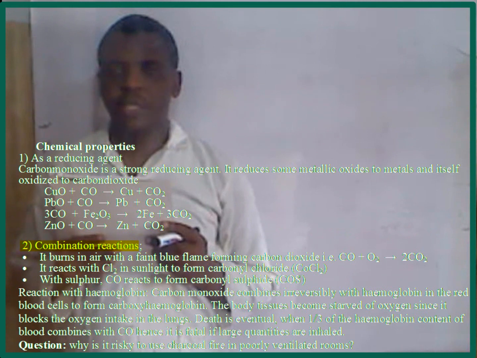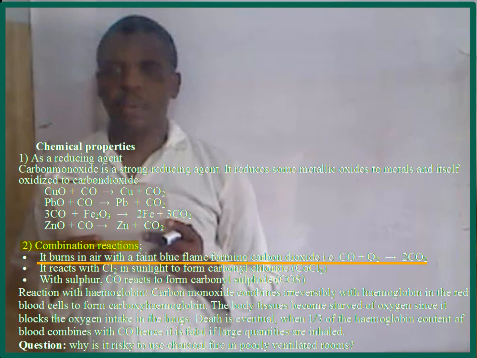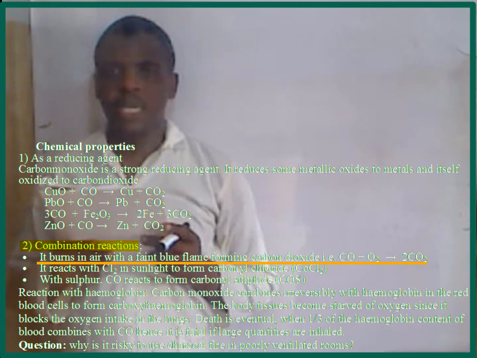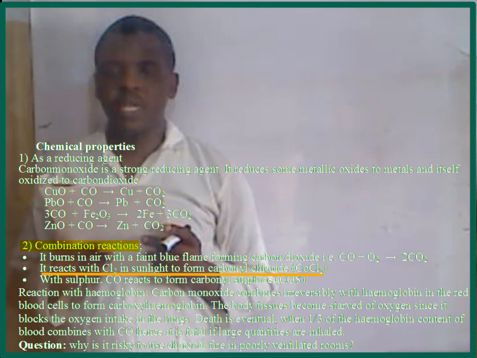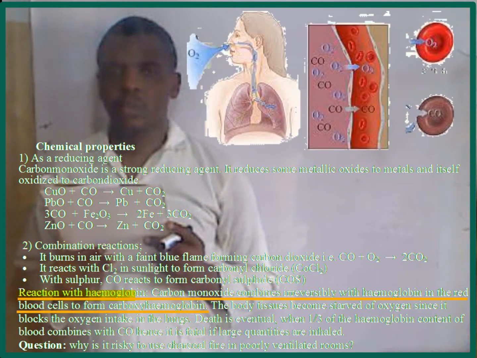2. Combination reaction. Carbon monoxide burns in air with a faint blue flame, forming carbon dioxide. It reacts with chlorine in sunlight to form carbonic chloride. Carbon monoxide reacts with sulfur to form carbonic sulfide.